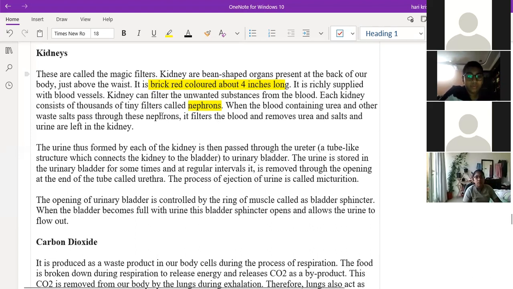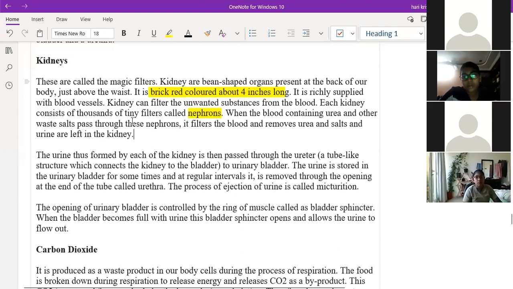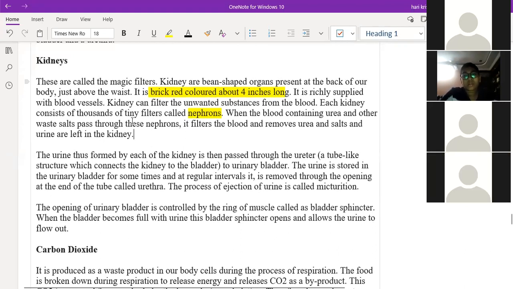Whenever the blood which contains the poisonous substance passes through the kidney, the nephrons remove those poisonous substances and purify the blood. These poisonous substances stay in the kidney. After some time, they dissolve in water and come out of our body in the form of urine. Clear up to this paragraph? Any doubts in this paragraph? No, sir. Okay. Next one.